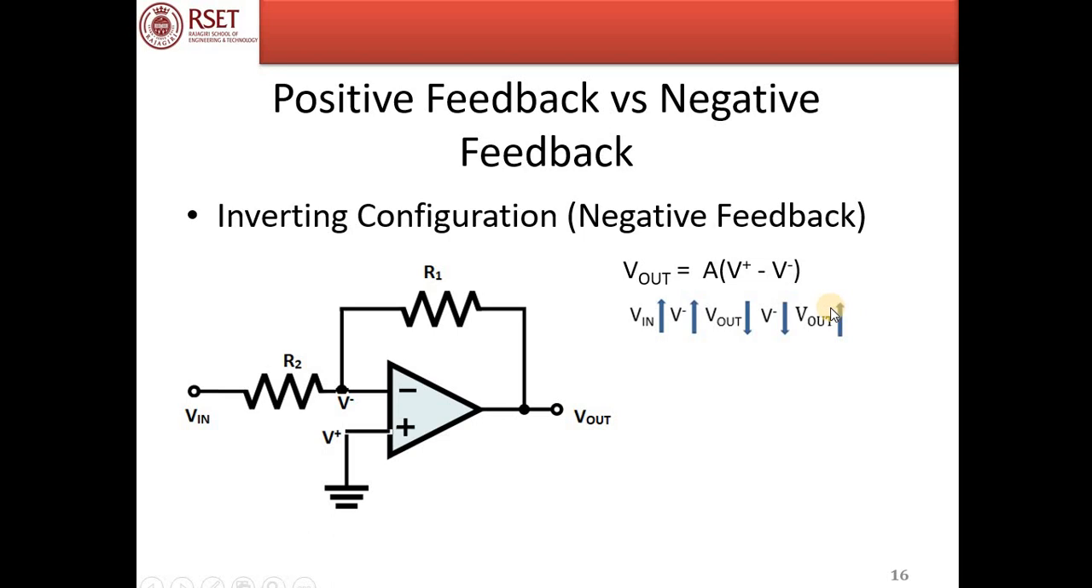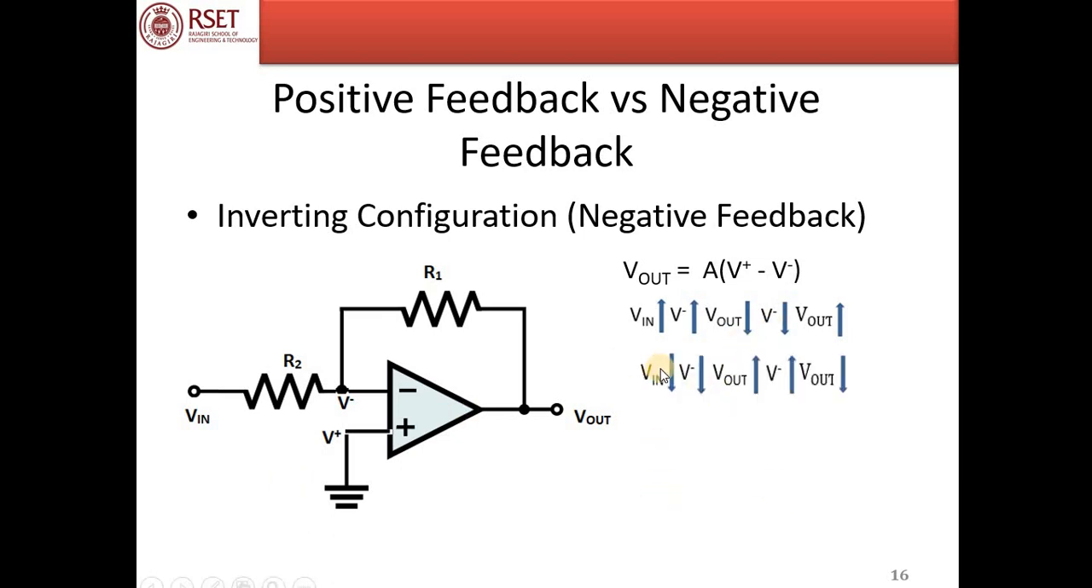So, in the case of an inverting configuration with negative feedback, we saw that when V input increases, V output first decreases, then it increases. That is, the circuit reaches a state of equilibrium. Not as in the case of a positive feedback where V output goes on increasing or it goes on decreasing till it reaches plus or minus Vsat.